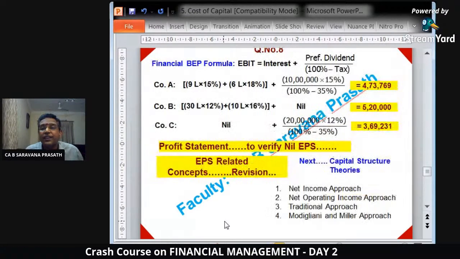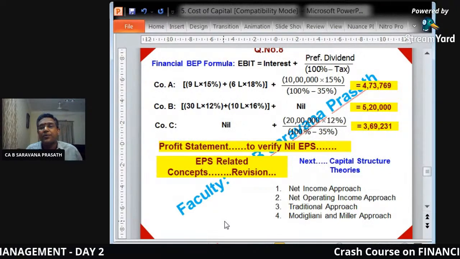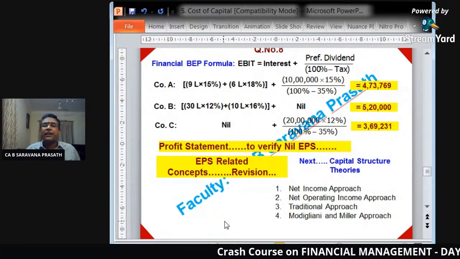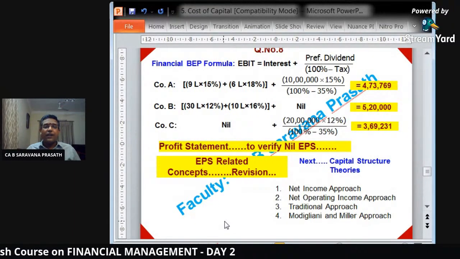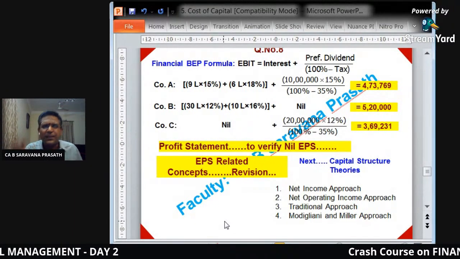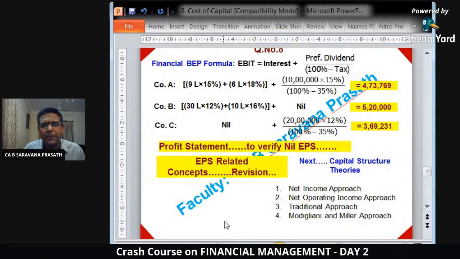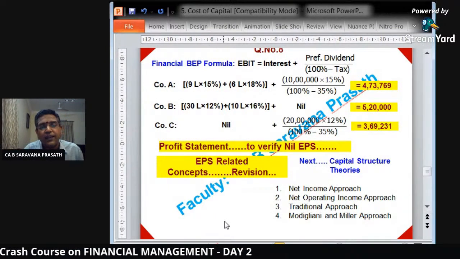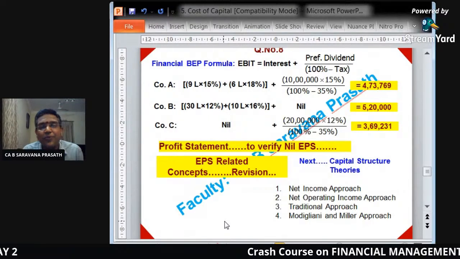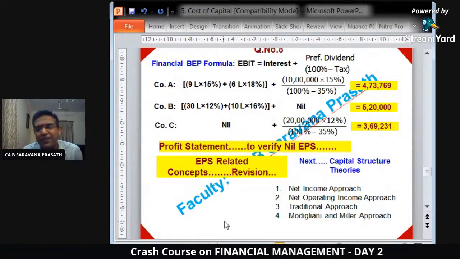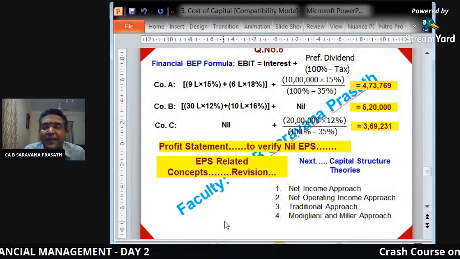So, first case, let us look at the formula involved. EBIT is equivalent to interest plus preference dividend divided by 100% minus tax rate. Company A, we have to calculate interest. Very, very simple calculation. 9 lakh into 15%, 6 lakh into 18%. 9 lakh into 15 is 1 lakh 35. 6 lakh into 18 is 108. So total interest is equivalent to 2 lakh 43,000. Preference dividend: 10 lakh into 15% divided by 100 minus tax rate.